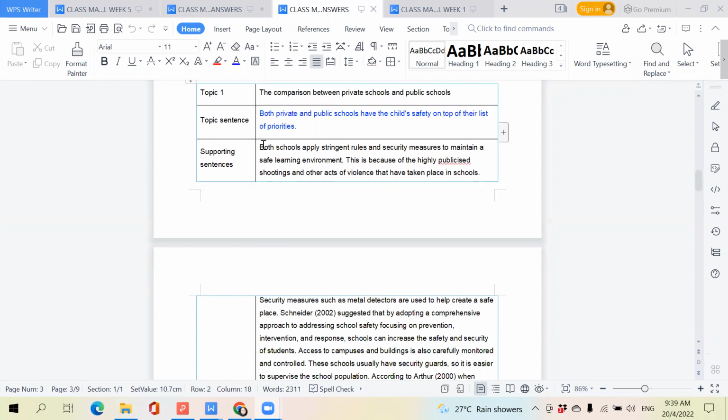second sentence of the body paragraph, because usually in the second sentence of a body paragraph for a comparison and contrast essay, we call them supporting sentences. So in the second sentence, you will see what the point is all about. It says here, both schools apply stringent rules and security measures to maintain a safe learning environment. So you know it has something to do with security and safety. So your topic sentence should be based on that as well. So you can say something like both. So this is my comparison signal word. I say both private and public schools have the child safety on top of their list of priorities.